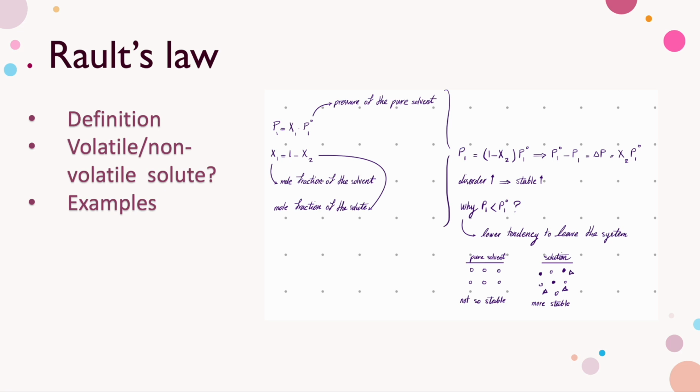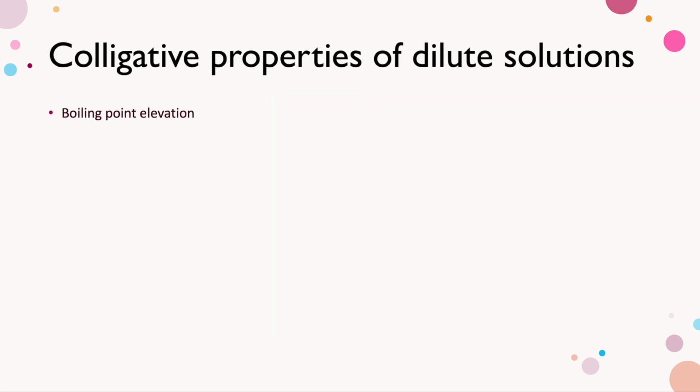Some examples of volatile solutes are alcohols such as ethanol, acetone, and volatile organic compounds include substances like benzene, toluene, formaldehyde, which can evaporate easily into the air. Well, now you know what a volatile substance is, and so you know what a not volatile substance is. Okay? Now let's get back to the colligative properties of dilute solutions.